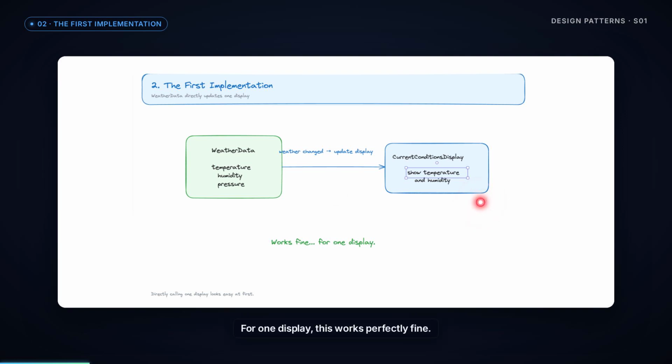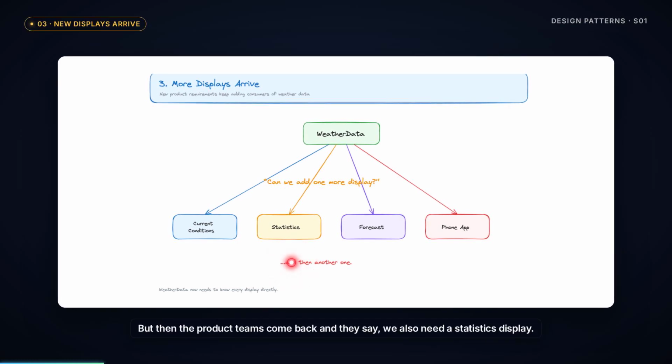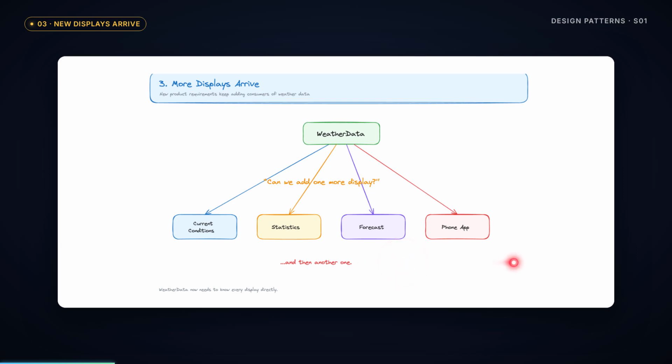For one display, this worked perfectly fine. It is quick and very easy to understand. And honestly, most of us would probably start from here. But then the product team comes back and says, we also need a statistics display. And then we need a forecast display. And then, can we also send weather alerts to a phone?